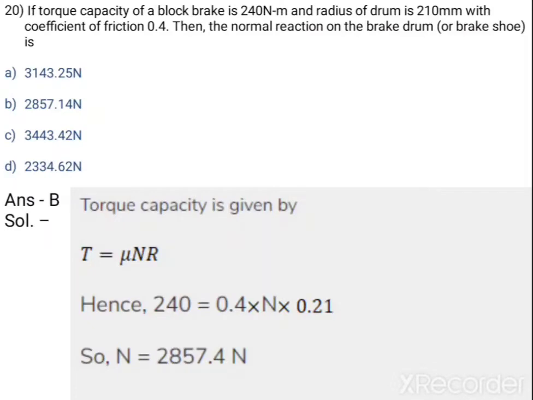So torque is directly proportional to mu N r, or we have the torque capacity formula: T is equal to mu into N into r, where mu is the coefficient of friction, N is the normal reaction, and r is the radius of the drum. The radius of the drum is given as 210 mm. So convert it into meter, 0.210 meter, and you will get the required solution. N is equal to 2857.4 Newton. That is option B, the right option.